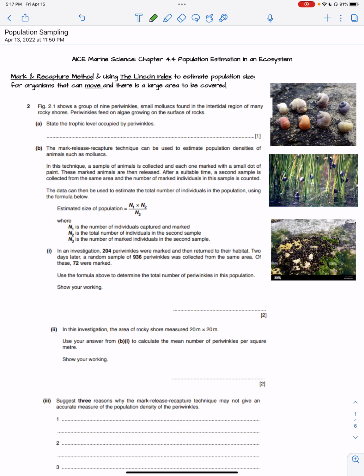Okay, so 4.4 is populations and how we can estimate different population sizes in an ecosystem. And there's going to be really two different methods. And it really depends on if your organism or whatever you're sampling is able to move or not.